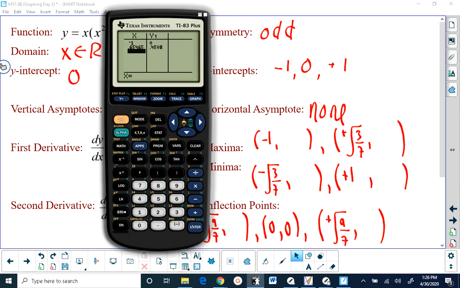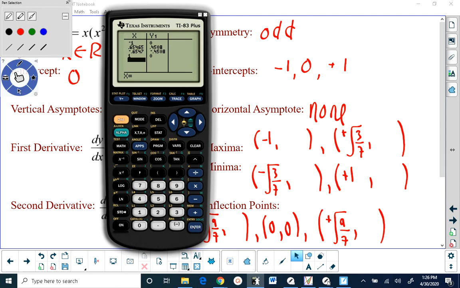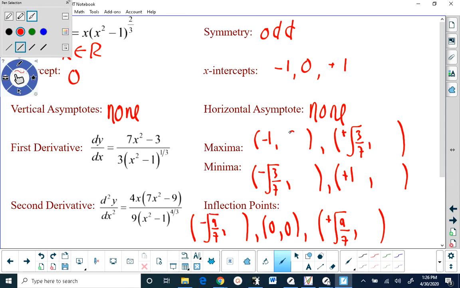Since the function was odd, when I enter the negative of the square root of 3 over 7, I'm going to get the negative of what I got before. So we have about 0.45, about -0.45. Of course, when we put 1 in for x, we're going to get 0. So I'm going to fill in these numbers now. 0, positive 0.45, negative 0.45, and 0.